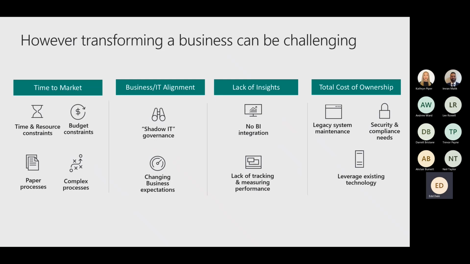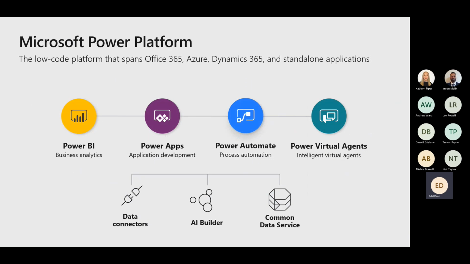Like I said, there are four key components that exist in the Power Platform. They are Power BI, Power Apps, Power Automate, and Power Virtual Agent. Microsoft created this Power Platform as a low or no code solution to the development of applications, whether it was automation, analytics, or with Power Virtual Agents having things like intelligent assistants, things like chatbots. And they use tools like the data connectors, AI Builder, and Common Data Service to achieve all of this.